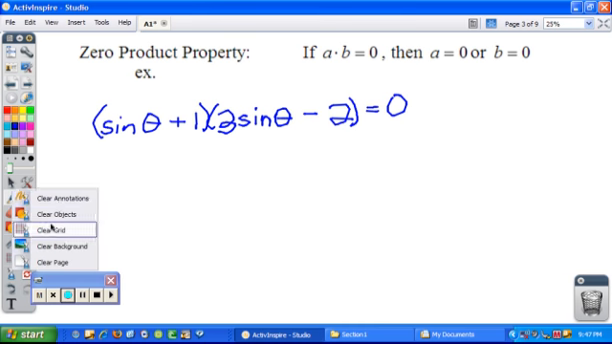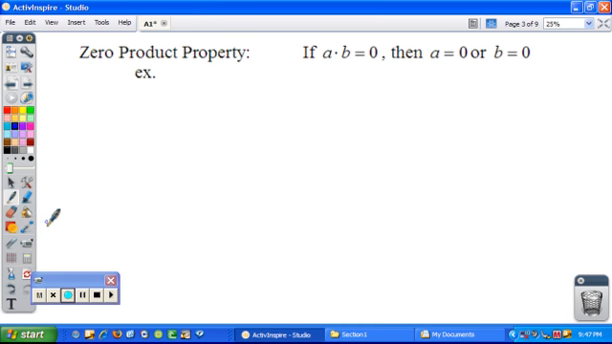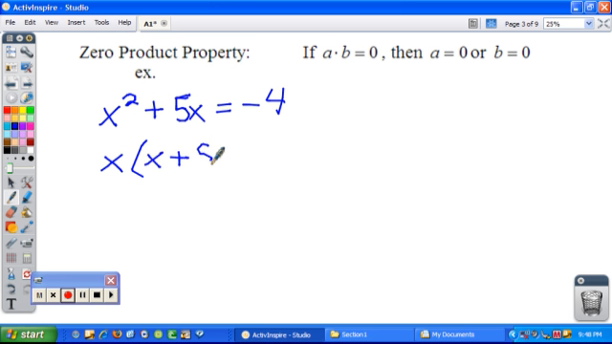One thing you have to be careful of when using the zero product property, please make sure that what you have is actually equal to 0. For example, I see stuff like this all the time. Let's say 5x equals negative 4, okay? And what people will do is they'll say, I'm going to factor an x out of here and get this, and then that means that if I have two things multiplied together, either x equals negative 4 or x plus 5 equals negative 4.